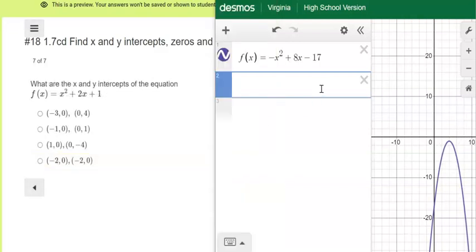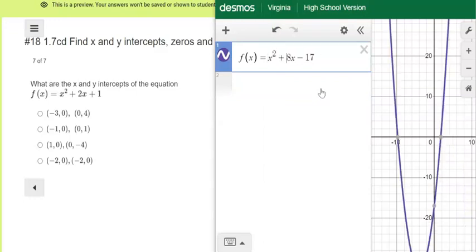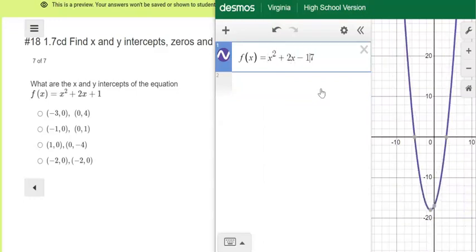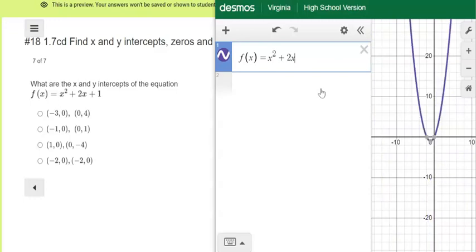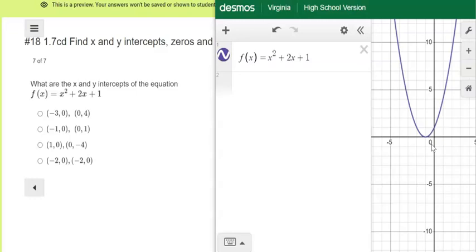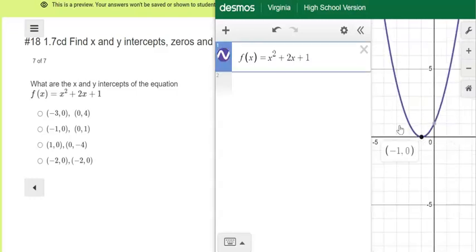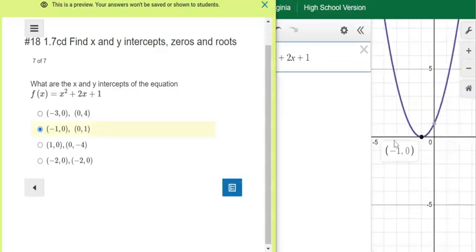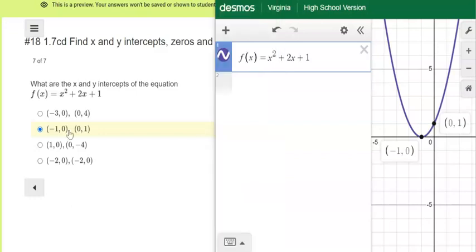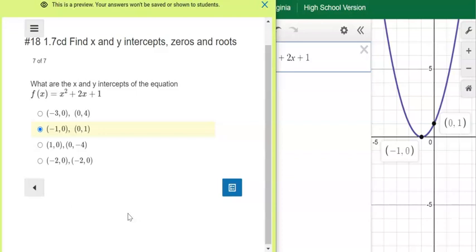What are the x and y intercepts? So that's x squared plus 2x plus 1. So the x-intercept is at -1, 0, and then the y-intercept is at 0, 1. That's about it for that. That was an easy one. It's all about the vocabulary.